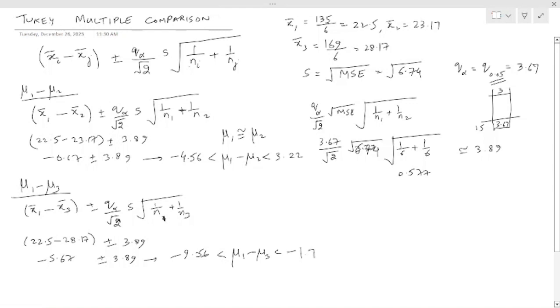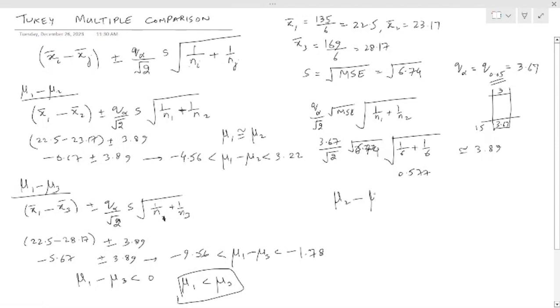Over here, you can take notice of one thing that both the bounds are ending up with negative sign, and whenever this is the case, we can draw this conclusion that the difference between mu1 and mu3 is coming up or appearing negative, which does imply that mu1 is less than mu3.